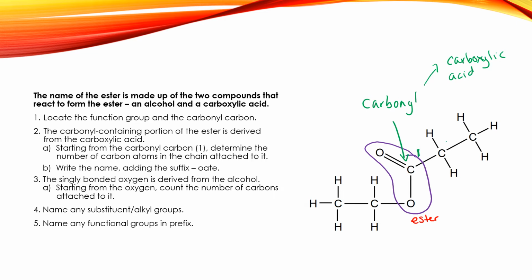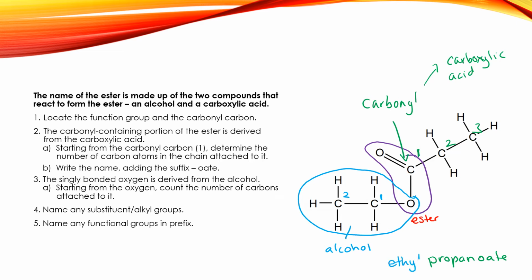So 1, 2, 3, this becomes propan-oate. Oate means it's a salt from a carboxylic acid. Now this section here came from the alcohol group. So there are 1, 2. Notice we number out from the ester functional group. And this one would become ethyl propanoate.